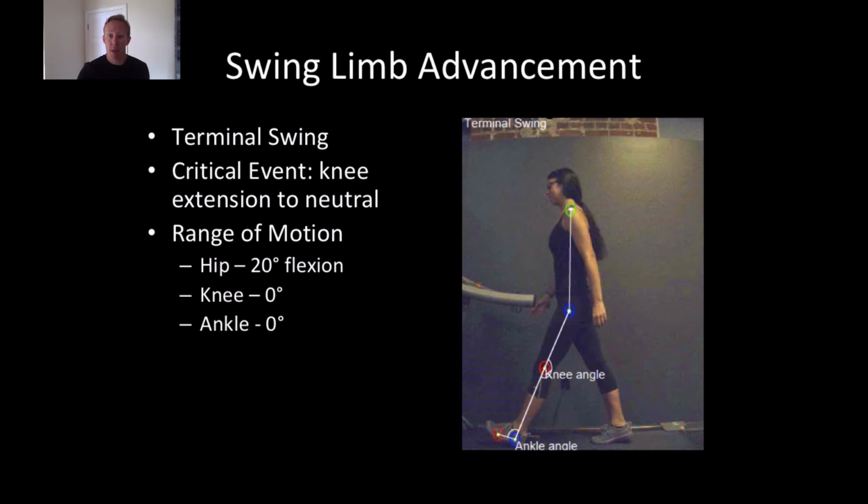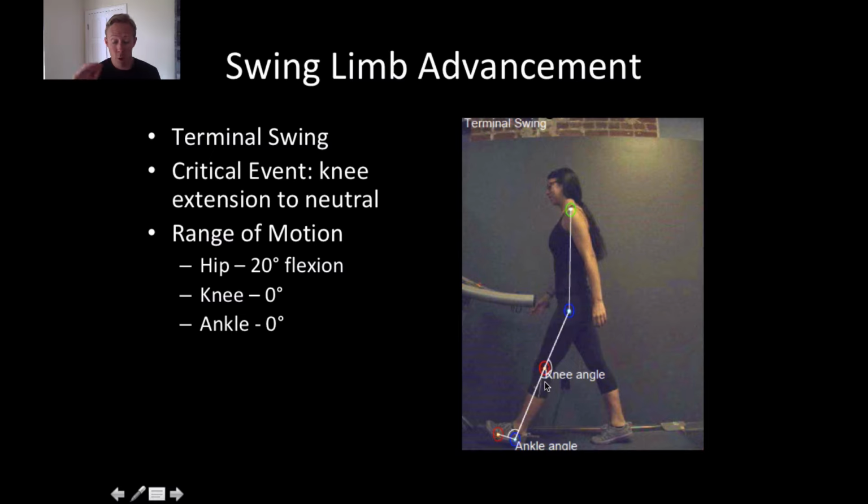And then we get to terminal swing. So we're just about to hit the ground. We're just a few milliseconds before hitting the ground here. The really critical event of terminal swing is knee extension to neutral. People who have had knee surgery who are struggling to get their knee extension, this is where you'll often see they lack a few degrees.